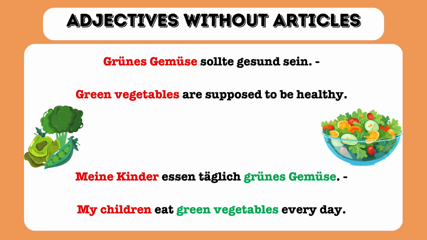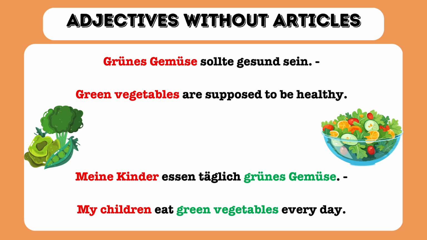Grünes Gemüse sollte gesund sein. Green vegetables are supposed to be healthy. Gemüse is a neuter noun, so normally we would use an S at the end of the article, but because we don't have an article, we put the S at the end of the adjective. Grünes Gemüse. Grünes Gemüse sollte gesund sein. Green vegetables are supposed to be healthy.